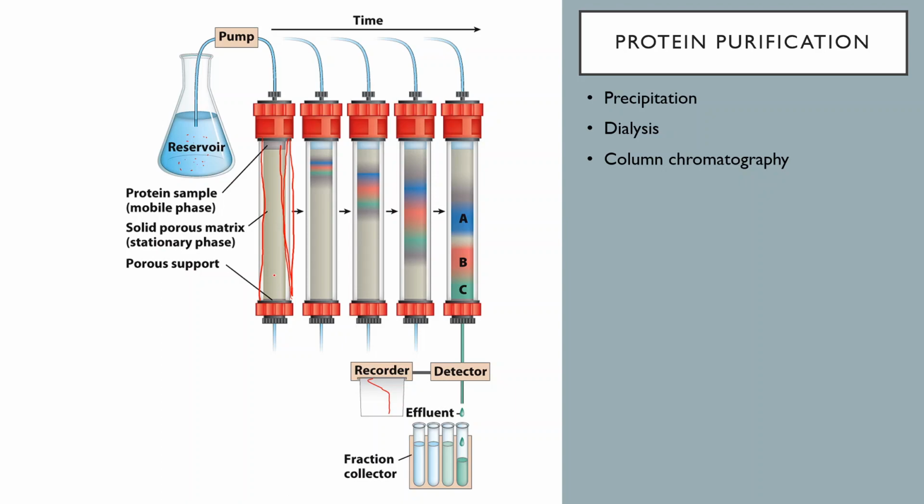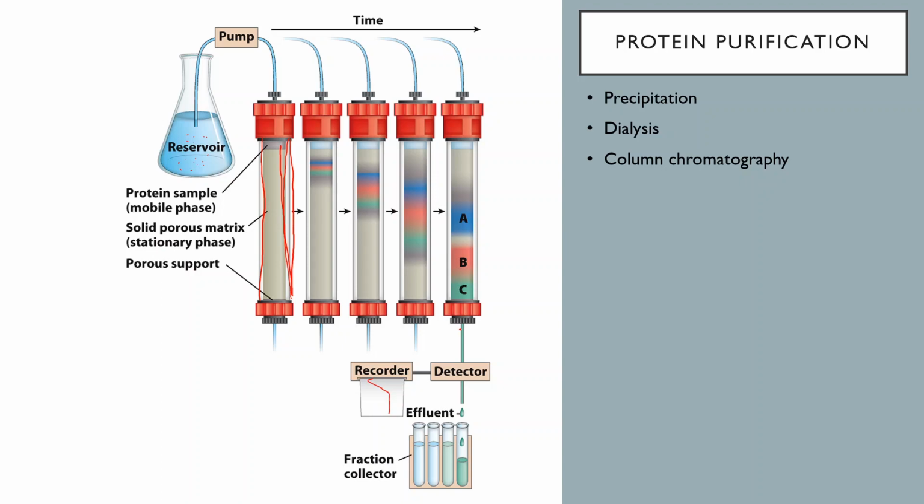So the fluid goes through, and some property of the resin will separate the proteins by letting some proteins go faster than others. Proteins that go more quickly past the stationary phase will come out of the tube first, whereas proteins that get stuck for whatever reason on the stationary phase will take longer to come out, and so they will come out last.